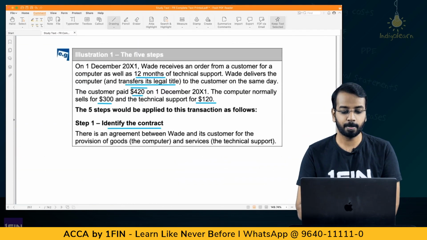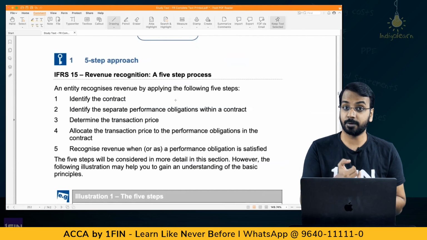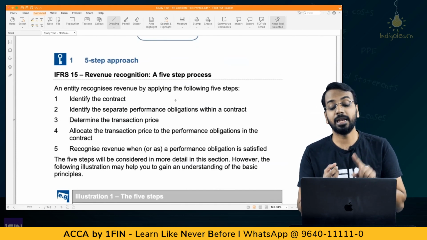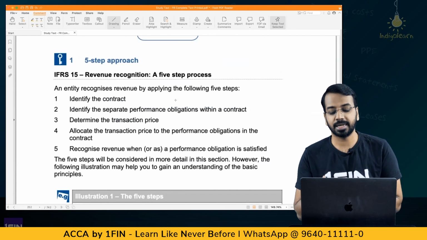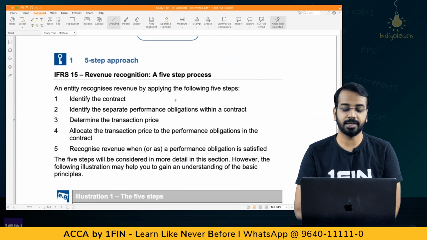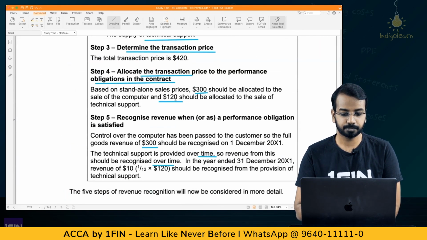Again, quickly: identify the contract, identify the separate performance obligations within the contract, determine the transaction price, allocate the transaction price, and recognize revenue as and when the performance obligation is satisfied. Okay. So that is about the 5-step model.